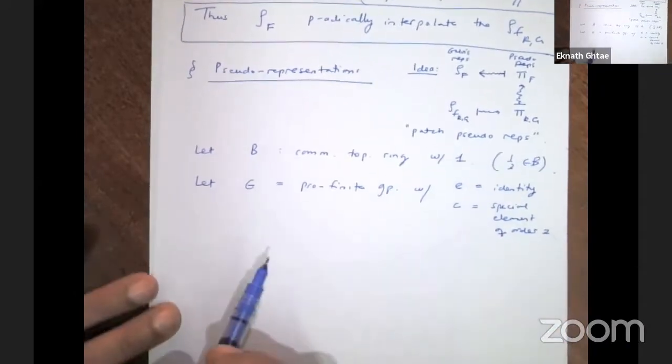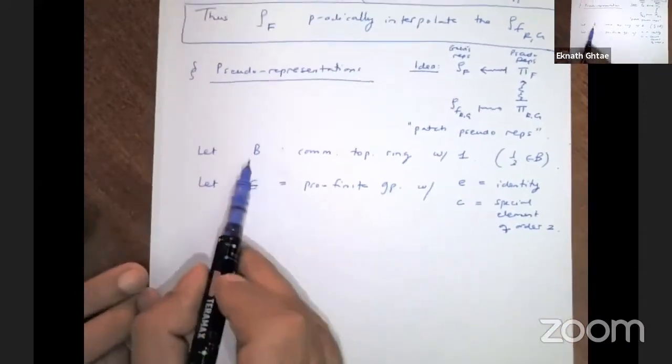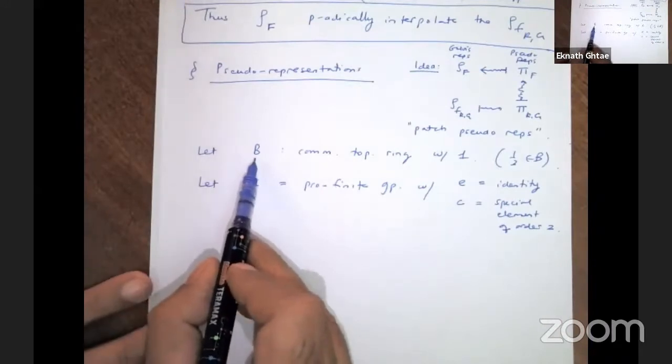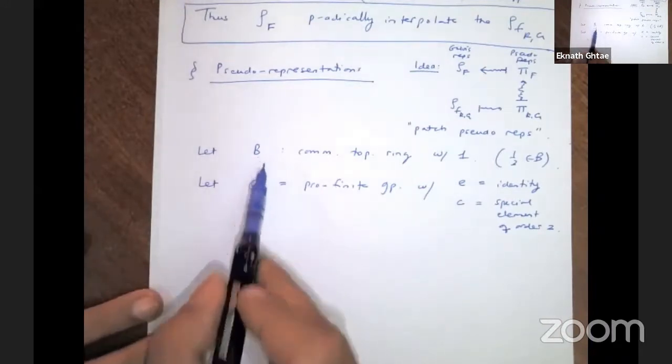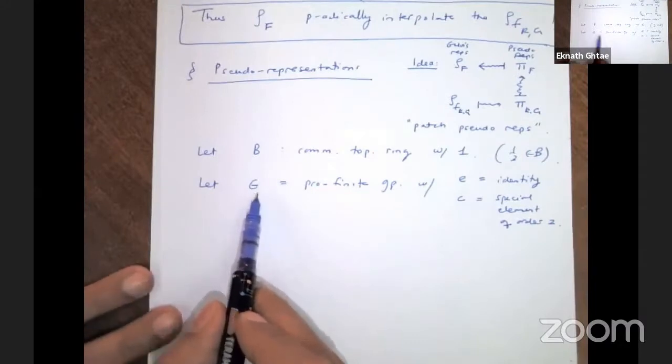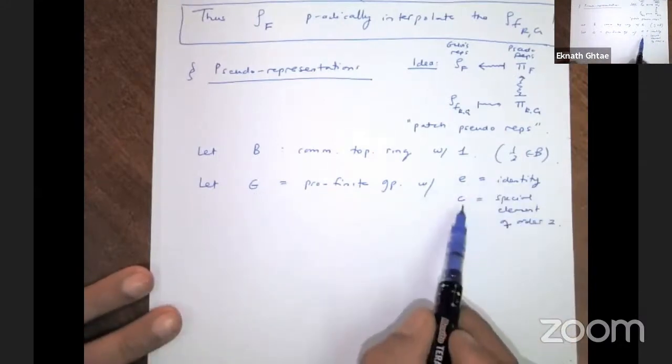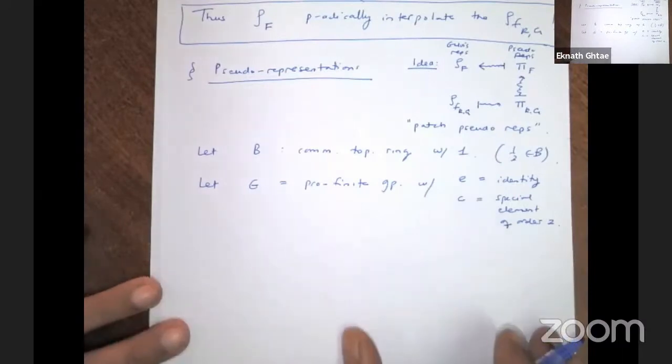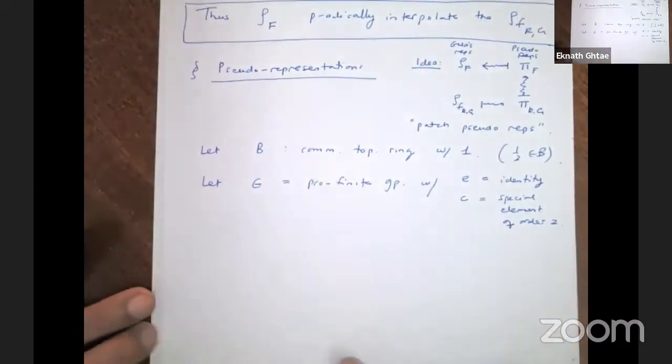Okay, so for us, B will be something like lambda or I, or maybe their quotient fields. And G for us will be something like the Galois group. E will be the identity of the Galois group, and C will be complex conjugation. Okay, but for now, let us just work in general terms.